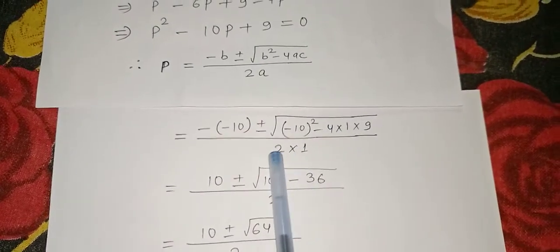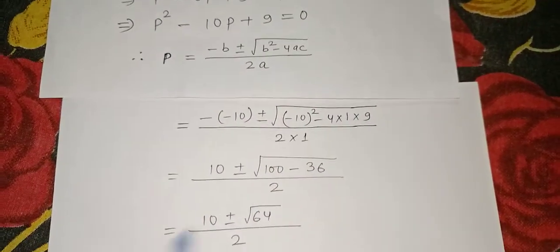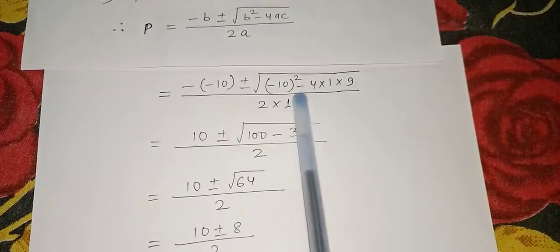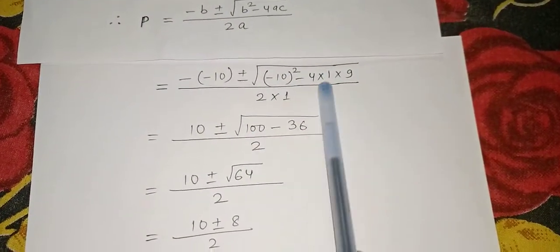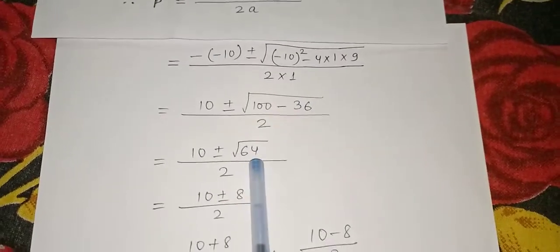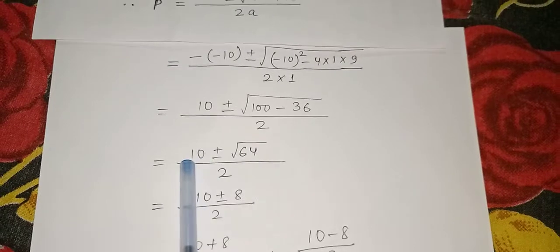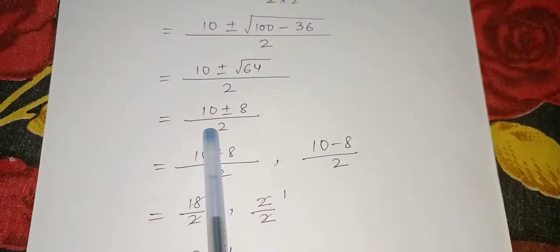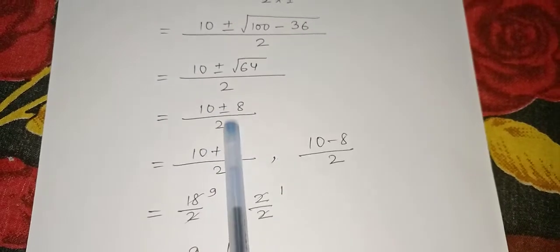Same thing I have done. 2 into 1, that is value of a. Now minus into minus became plus. Plus 10 plus minus root over minus 10 square is 100, 4 9s are 36, by 2. 100 minus 36 is 64 by 2. 10 is same here, and root over 64 is 8. So 10 plus minus 8 by 2.